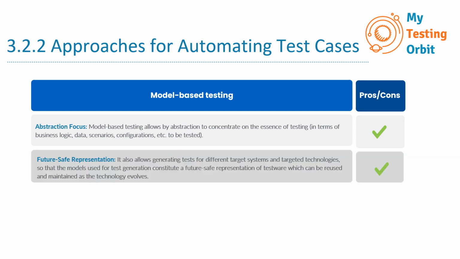The next one is future safe representation. It also allows generating tests for different target systems and targeted technologies so that the models used for test generation constitute a future safe representation of testware which can be reused and maintained as the technology evolves. So in the login example, this implies that the model for the login process can be reused and maintained even as the underlying technology evolves. For instance, if the login page design changes, the model can be updated and new test cases can be generated accordingly.